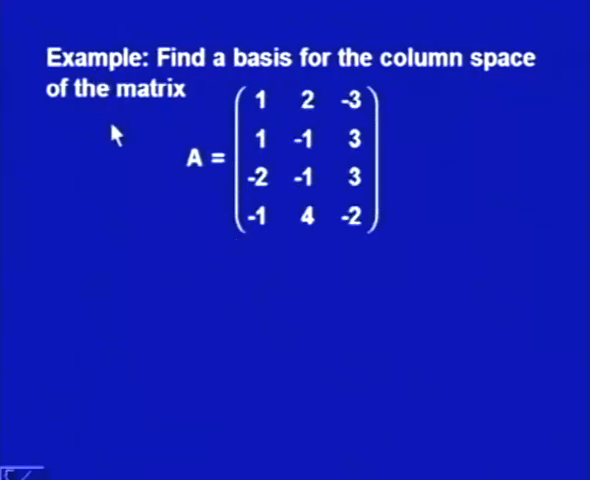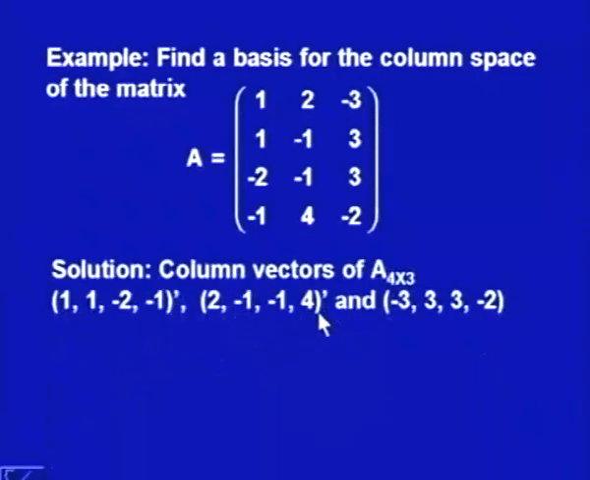I am just trying to illustrate what I have just described. We have a matrix with 4 rows and 3 columns, and we have to find the basis for the column space. This has 3 column vectors: the first vector is 1, 2, 1, 1, minus 2, minus 1, and the second one is 2, minus 1, minus 1, 4, minus 3, 3, 3 and minus 2. This will generate a vector space. So, what will be its basis? Let us find out.